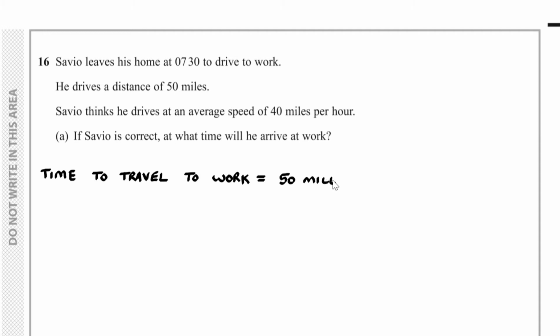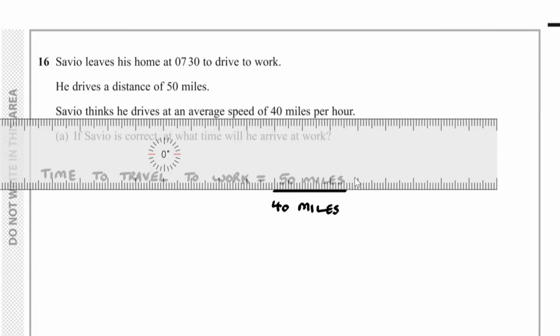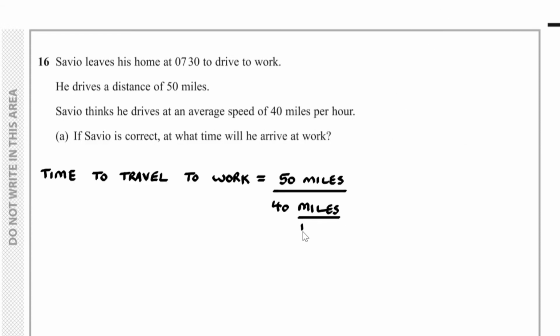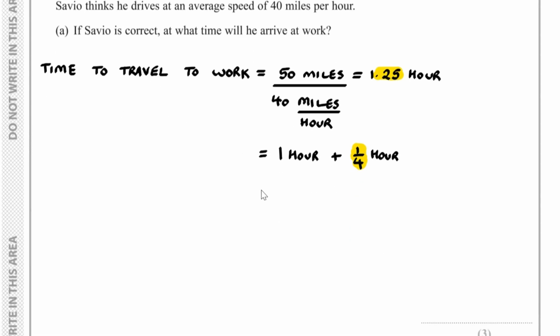50 miles, and if I divide this by the speed, 40 miles per hour, it turns out then we get 1.25 hours. Now, what this is the same as is 1 hour plus 1/4 of an hour. That's what the 0.25 would represent. And 1/4 of an hour is the same as 15 minutes.